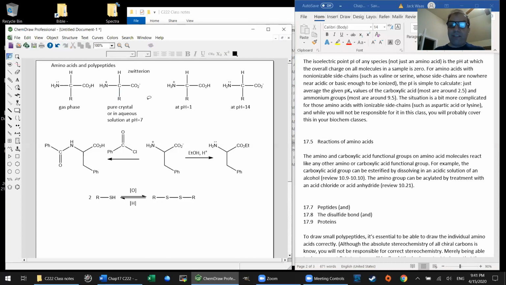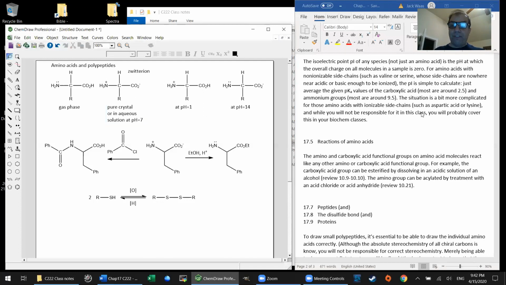In those cases, it's very simple to calculate the isoelectric point, assuming that you're given the pKa values of the carboxylic acid functional group and the ammonium ion on that species. They're all around the same, but once you're given those 2 values, all you do is average them. That's it. You just add them up and divide by 2.